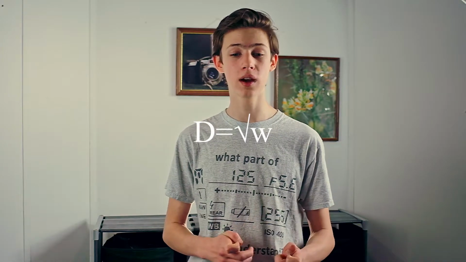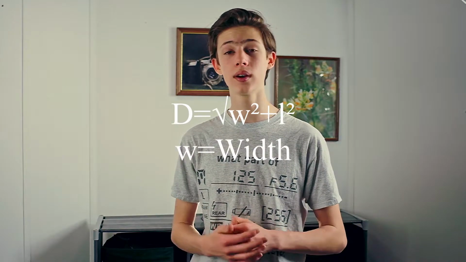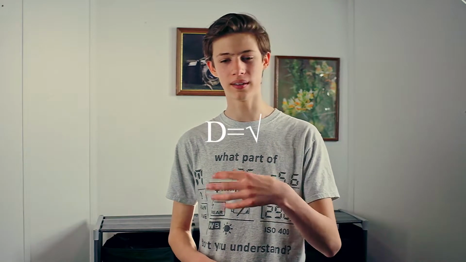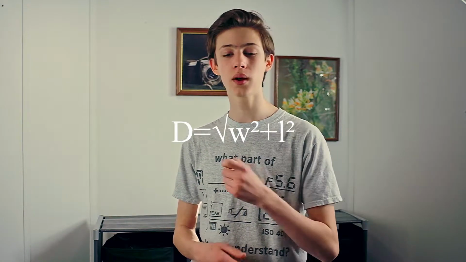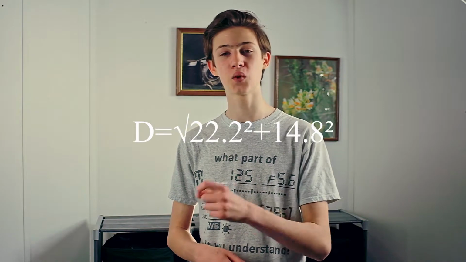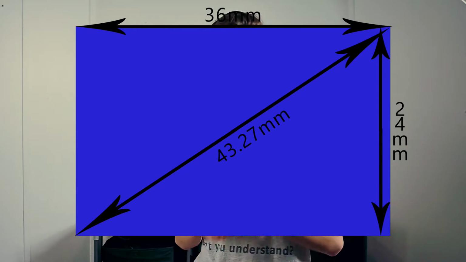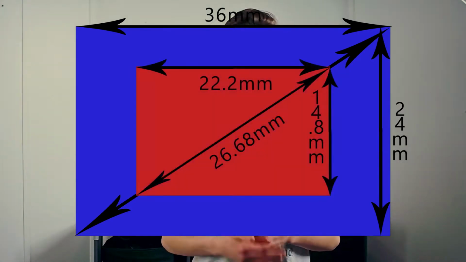If we calculate the diagonal of these sensors using the standard equation, the Pythagorean theorem, d equals the square root of w to the second power plus l to the second power, where d is the diagonal, w is the width, l is the length, then doing the math, d equals the square root of 22 to the second power plus 14.8 to the second power for APS-C, and so on. You get the rest.